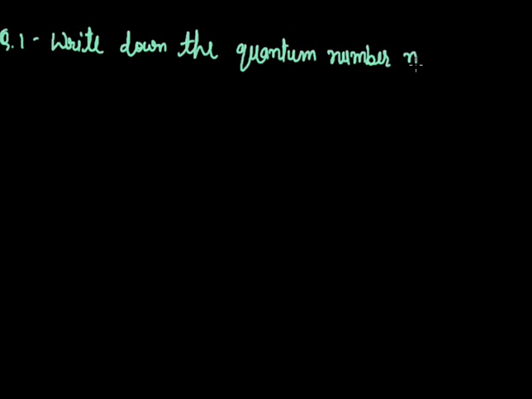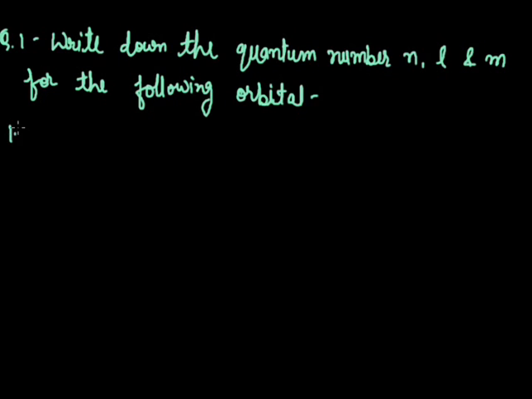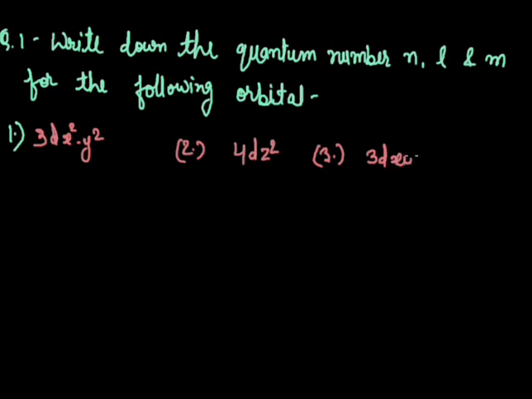Very first question is, write down the quantum number n for the following orbital. So very first is 3dx²-y², second is 4dz², third is 3dxy, and fourth is 3d. We have to calculate the quantum numbers n, l and m.